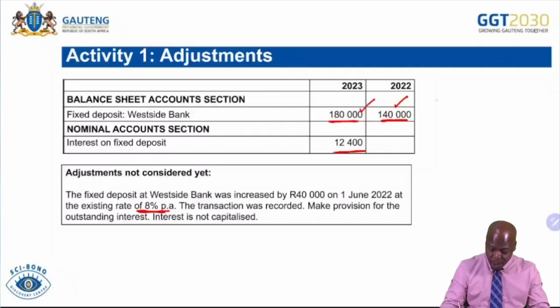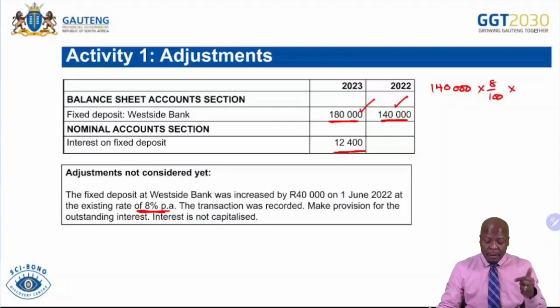140, you're right. So if we had a fixed deposit of 140,000, and our interest rate was how much? Remember, we're told that it's 8%, 8 over 100. And when did the fixed deposit amount change? It changed on the 1st of June. So we can therefore count how many months we had this fixed deposit before it changed.